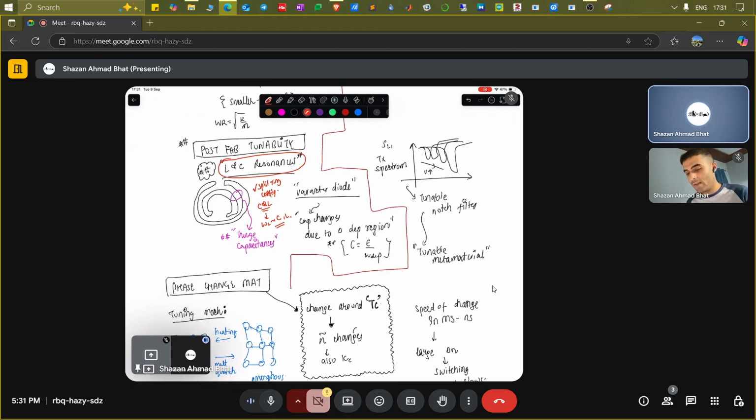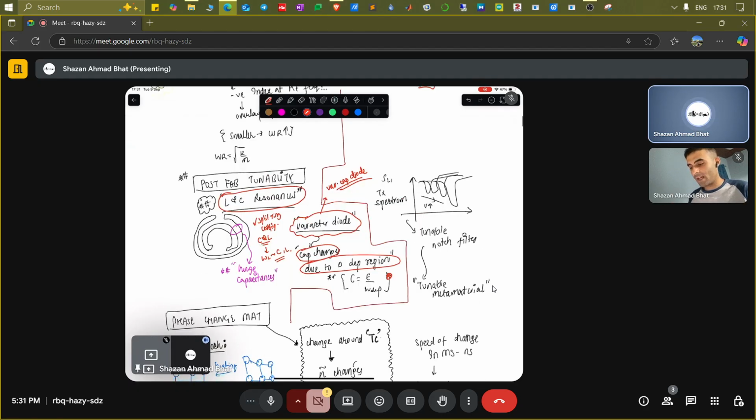Now, how you can even control it, or how you can tune it, is that you can connect a varactor diode, which is almost like a variable capacitor diode. If the capacitance changes due to the change in the depletion region, then you have the change in the capacitance. That is what basically a varactor diode does.